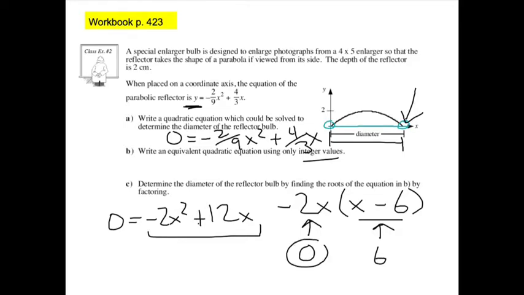Okay, so this one right here doesn't really make sense for a diameter, but this one certainly does. So what we can say here is that the diameter is 6 centimeters.